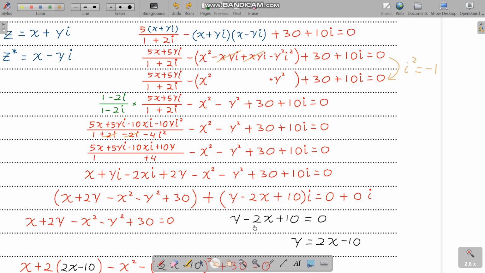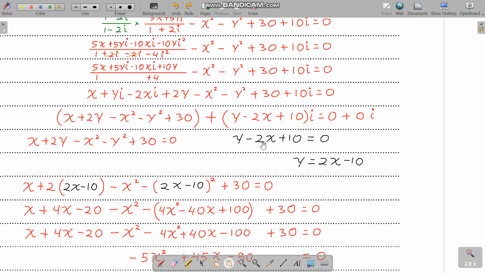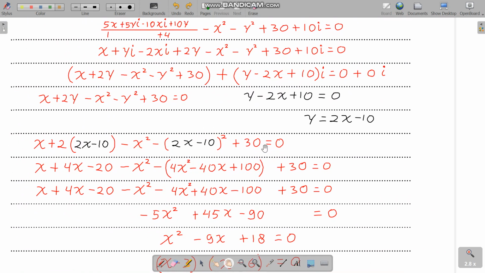So now we regroup the real and the imaginary part. The real part is the ones without i. So without i we have x, 2y, minus x squared, minus y squared, plus 30. That's what we get from the real part. And for the part with i, the imaginary part, yi minus 2xi plus 10i. So this is what we get.